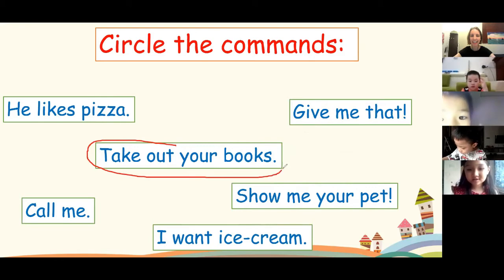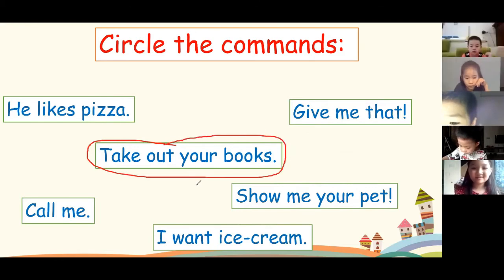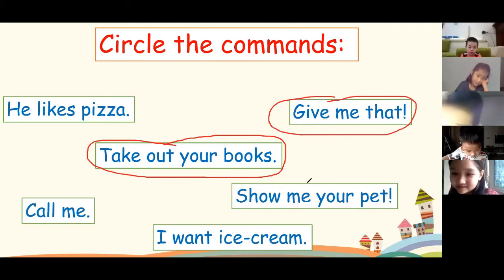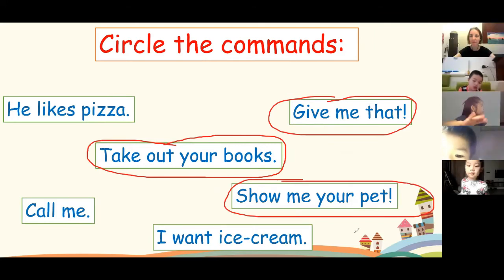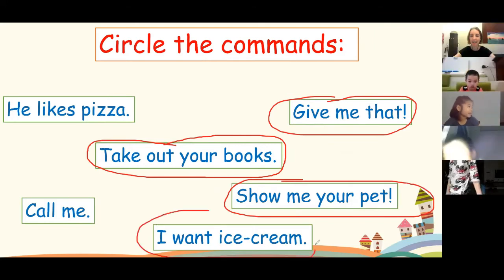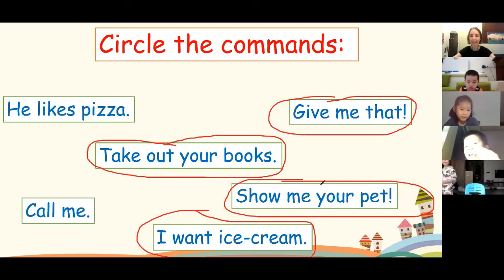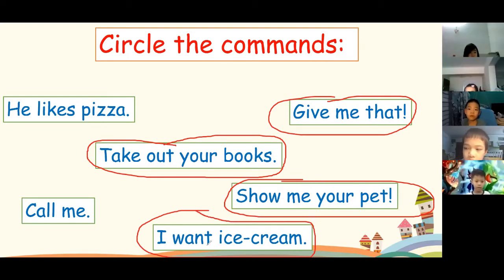Hongchi, tell me the answers. Wait, slowly. Take out your books and then give me that. And then show me your pets. Any more? I want ice cream. Is it a command? This one is not a command, Hongji, okay? Because I'm not telling you to do anything. I'm just telling you that I want ice cream. That's all. Okay, so this one is not a command. There's one more. Do you know it?